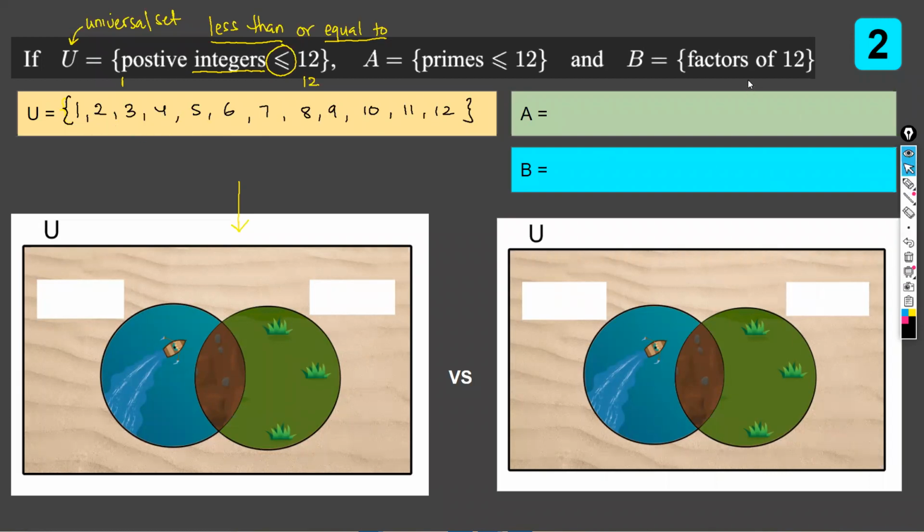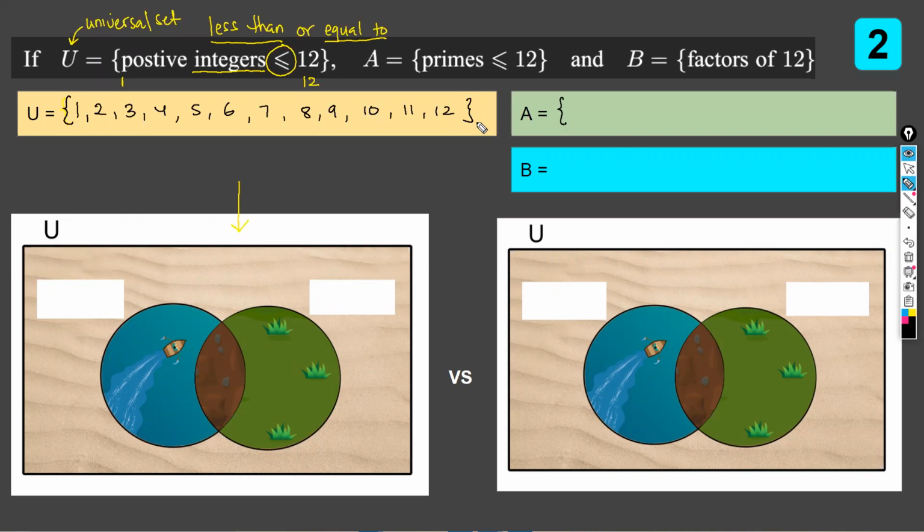Right. Do you all think you can write out the values for A? What values are in set A? Those are all the prime numbers that are less than or equal to 12. So you have to go to this list here, the universal set, and identify all the values that are prime numbers. Well, what is a prime number? That's a number that can only be divided by 1 or itself and leave no remainder.